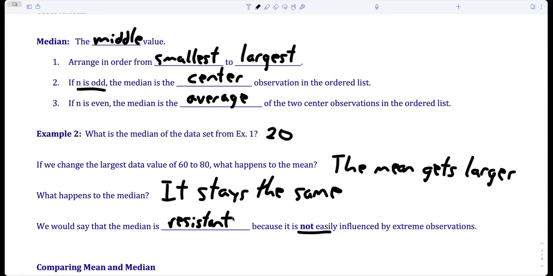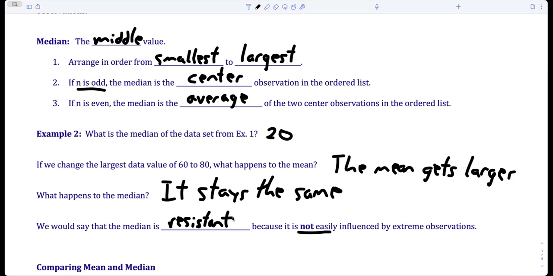Okay. So for example, let me give you a very practical example. You go for a job interview. You don't need to ask what is the mean salary for this company, right? You need to ask what is the median salary for this company? Because the median is resistant to extreme observations.